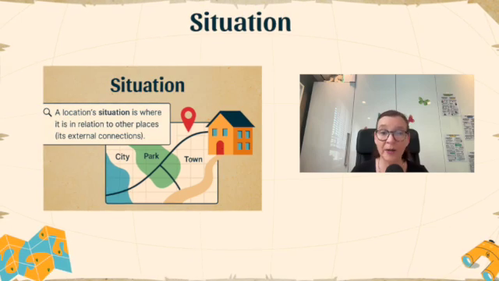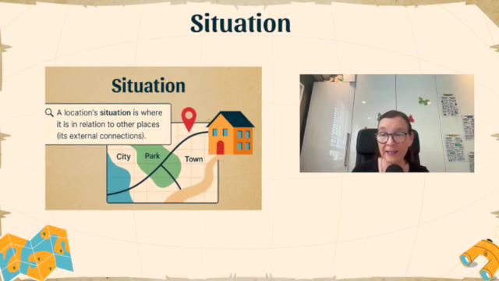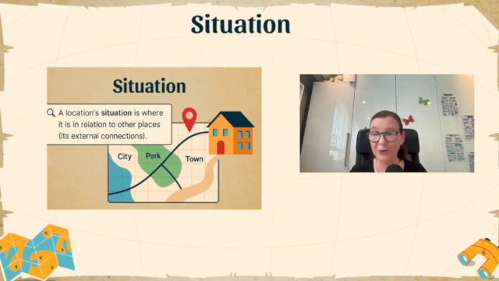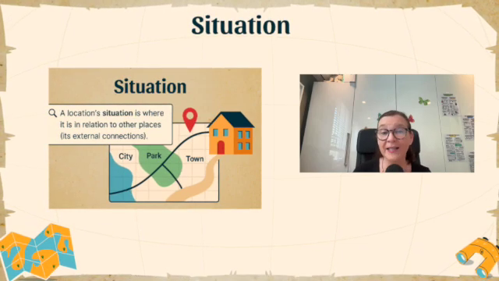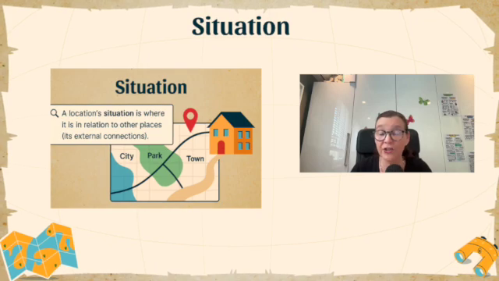Together, site and situation give us a full picture. Site explains the physical setting, like rivers, soil, or climate, while situation explains why a place matters in relation to others.